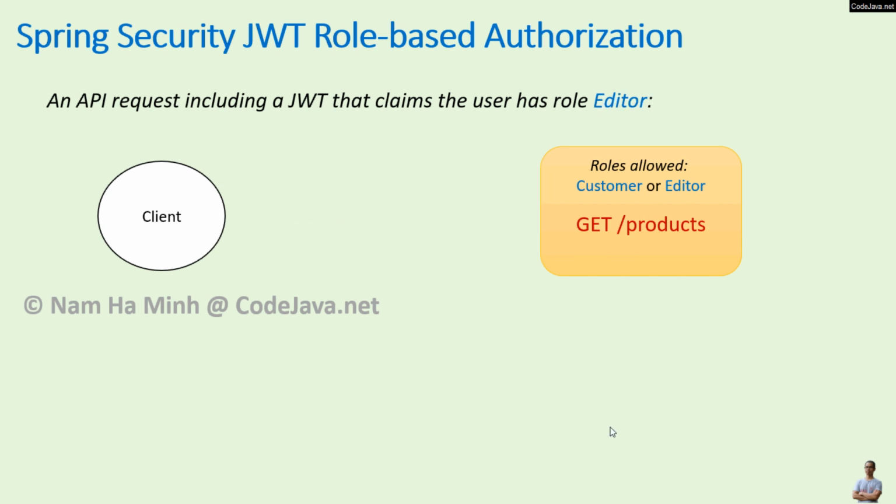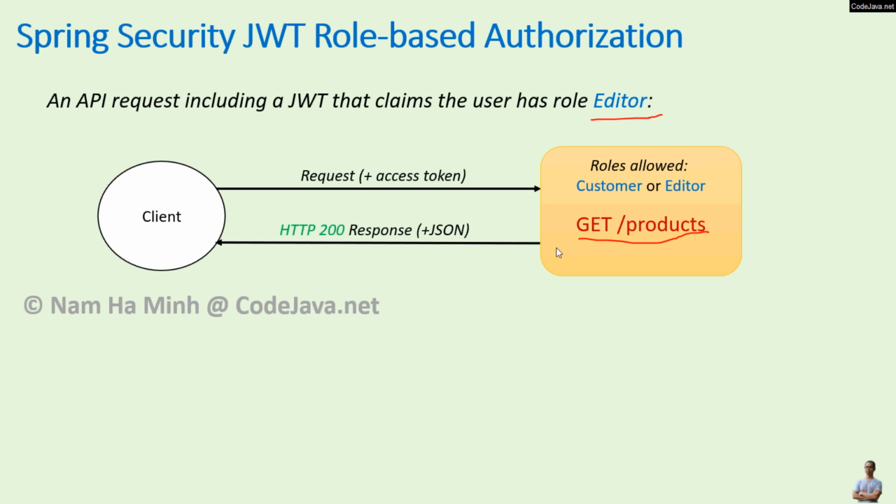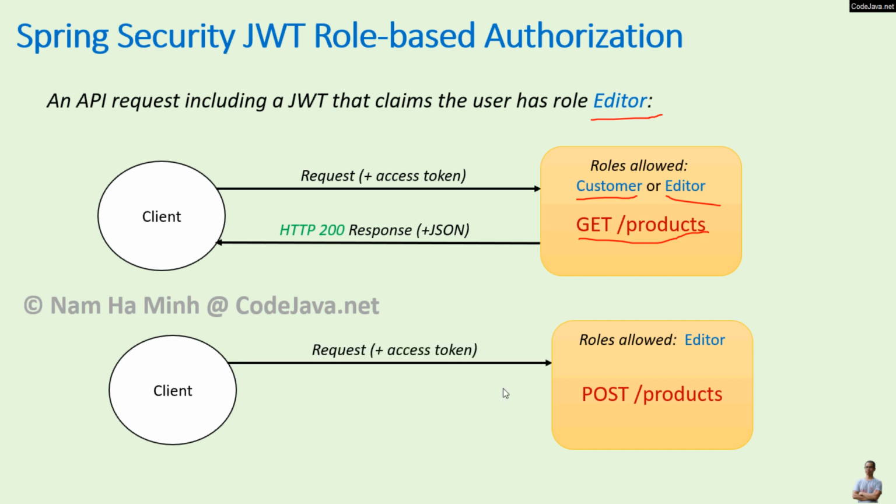And similarly, given an API request including a JWT that claims the user has the role editor, if the request is sent to this API, it should also return a successful response because the allowed roles are customer or editor. And if the request is sent to this API, it should also return a successful response because the allowed role is editor.